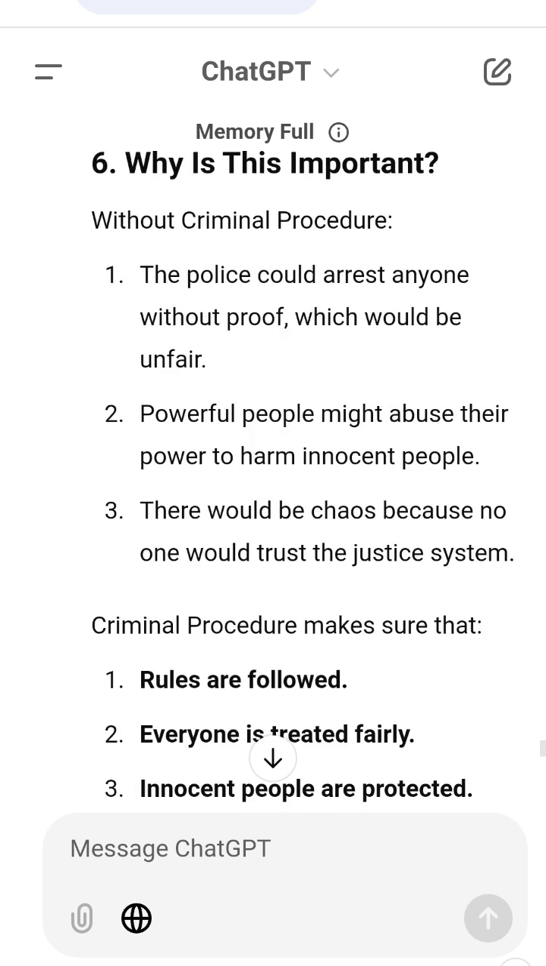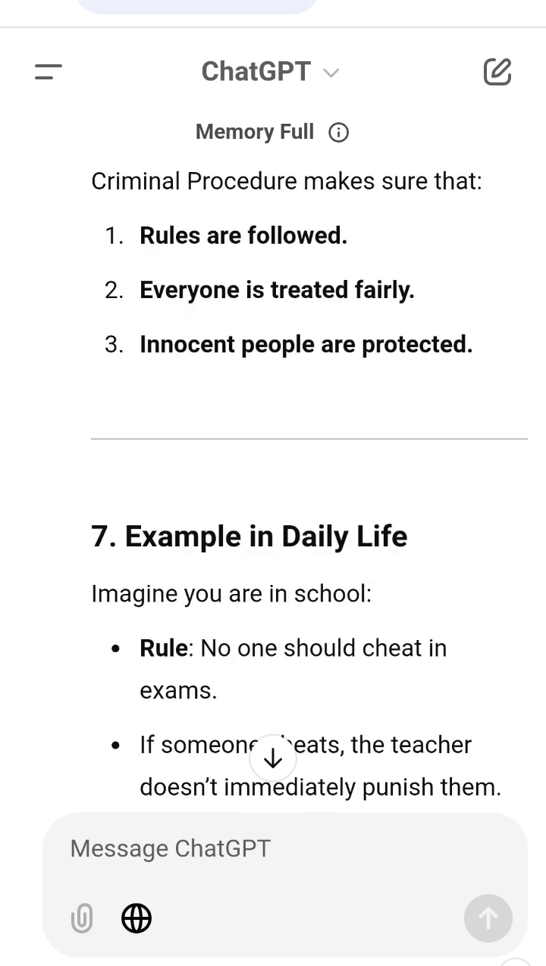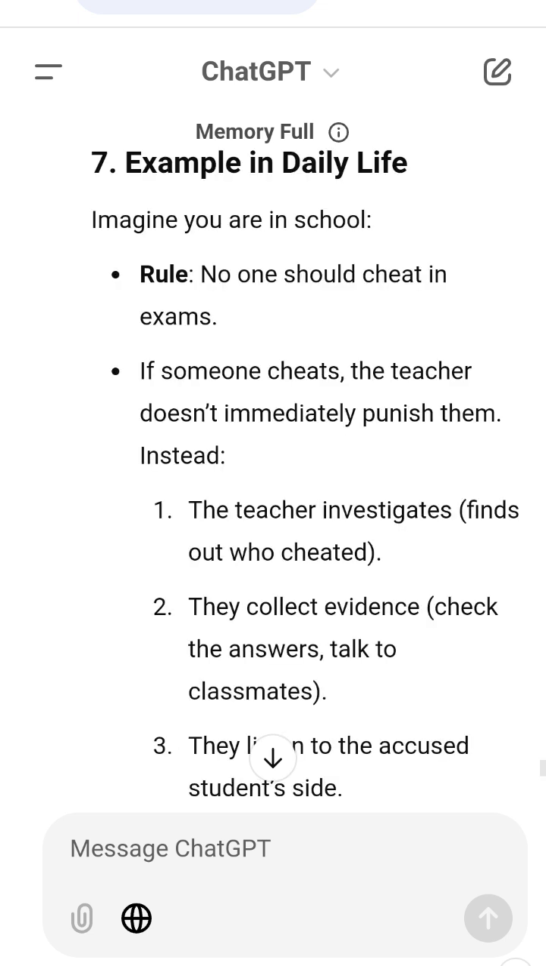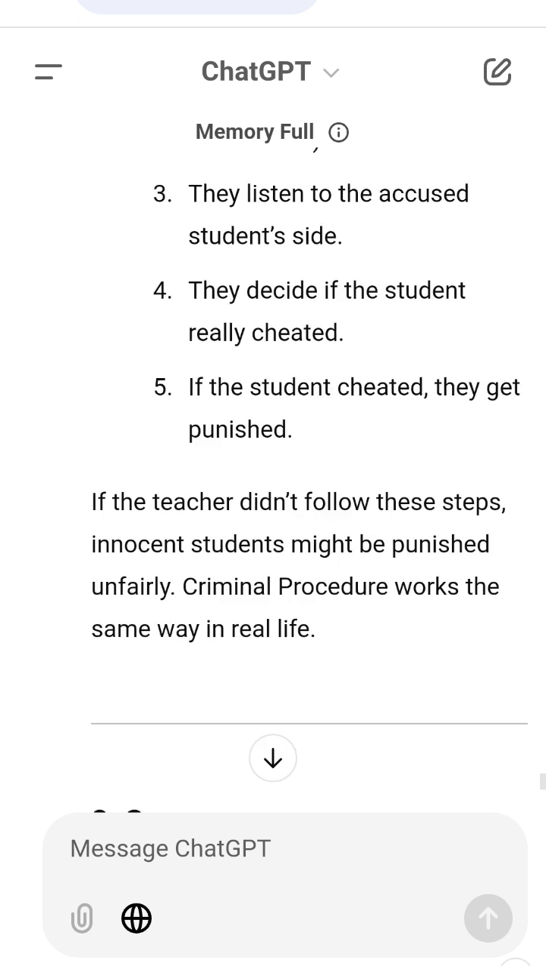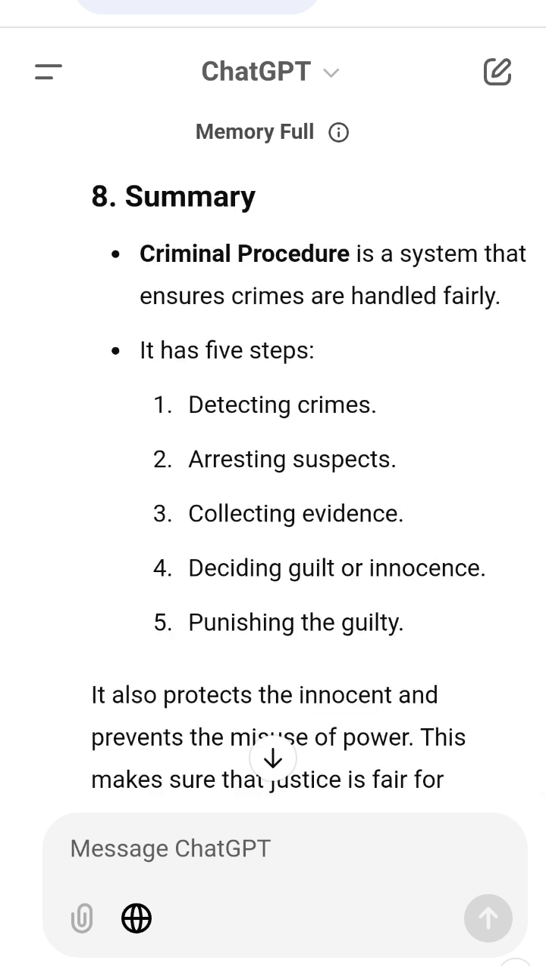8. Summary. Criminal procedure is a system that ensures crimes are handled fairly. It has 5 steps: 1. Detecting crimes. 2. Arresting suspects. 3. Collecting evidence. 4. Deciding guilt or innocence. 5. Punishing the guilty. It also protects the innocent and prevents the misuse of power. This makes sure that justice is fair for everyone.